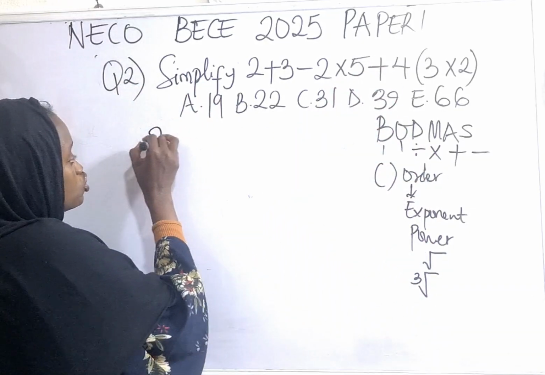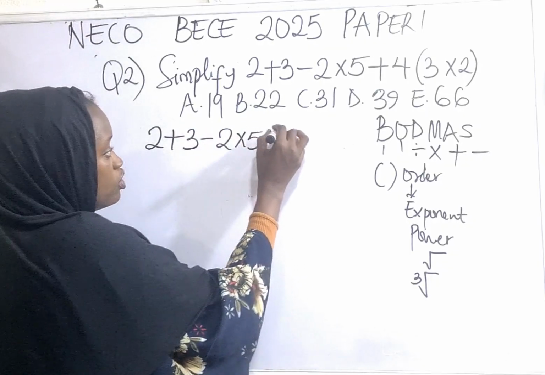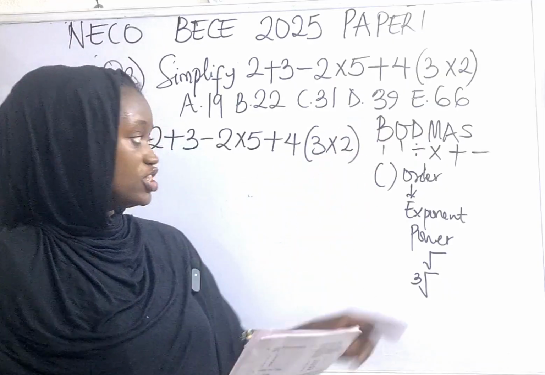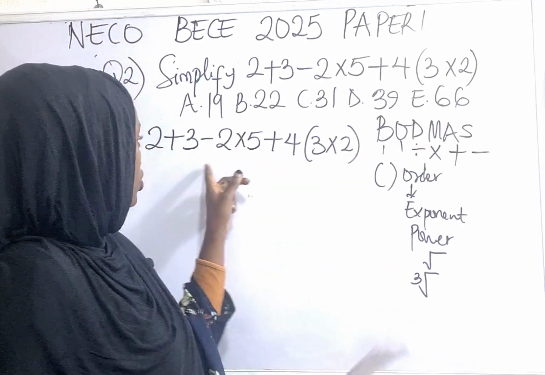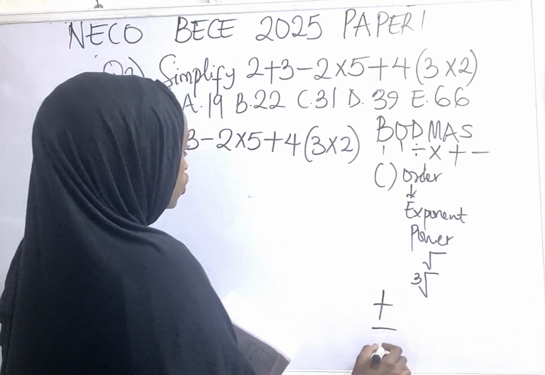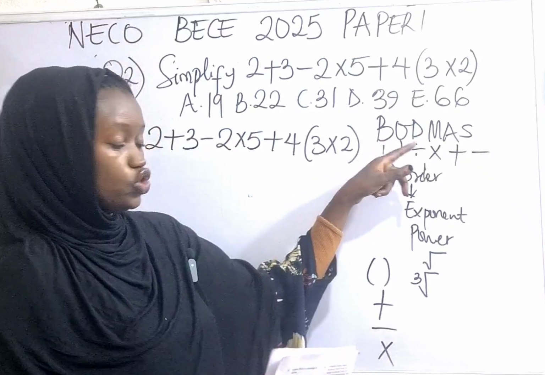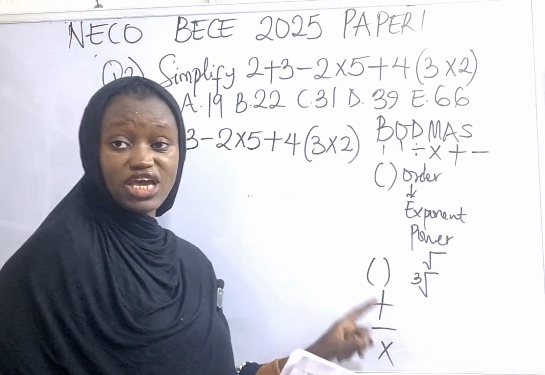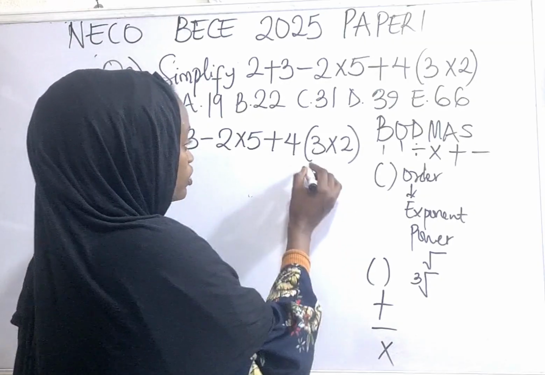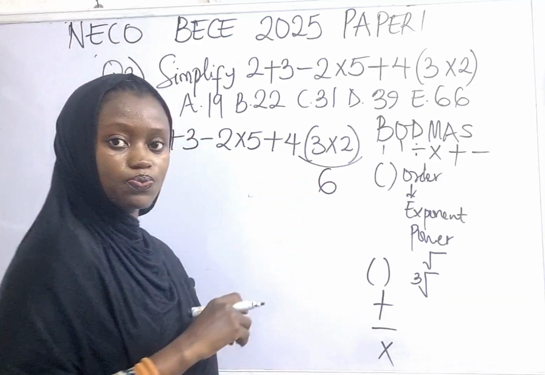So let's begin. So we have 2 plus 3 minus 2 times 5 plus 4, open bracket, 3 times 2. So following this order, we can see the operations we have in this question: addition, subtraction, multiplication, then we have the bracket, right? So following the order of BODMAS, we will start with whatever we have in the bracket, irrespective of the operation inside the bracket. So dealing with the bracket here, we have 3 times 2. 3 times 2 gives us 6, right?